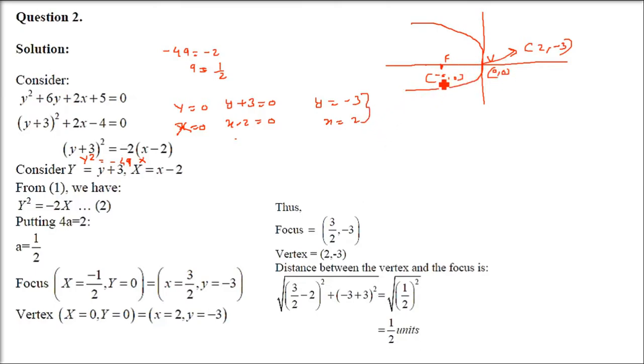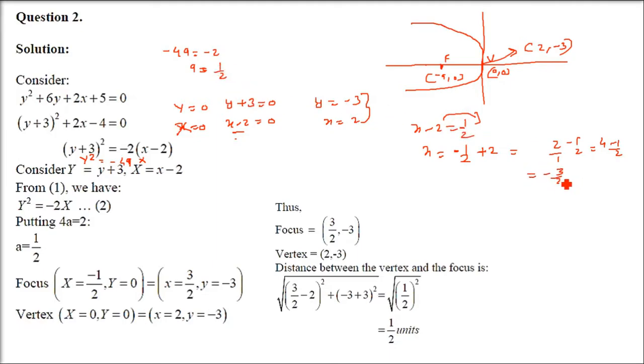Now coming to focus. Focus is x equals minus a. X minus 2 equals minus a. What is minus a? It's minus half. So there will be some mistake, I'll just revisit this. It's x minus 2 is minus half, not half. So x is 2 minus half, which is 4 minus 1 by 2. That is 3 by 2.